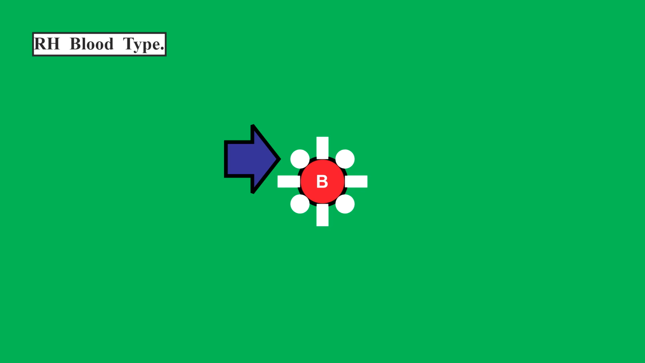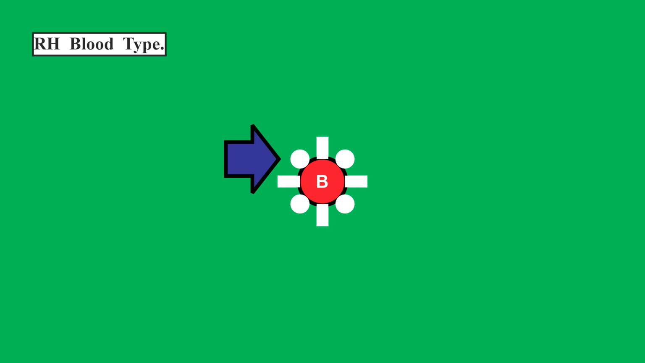There is also another type of antigen on the surface of your red blood cell. This is the Rh antigen. This was found in the rhesus monkey, so no matter what blood type you have, you may or may not have the Rh antigen on the surface of your red blood cell.